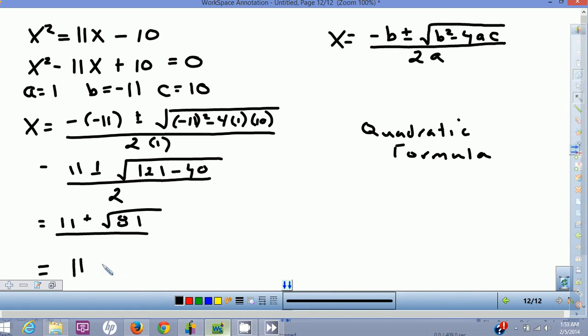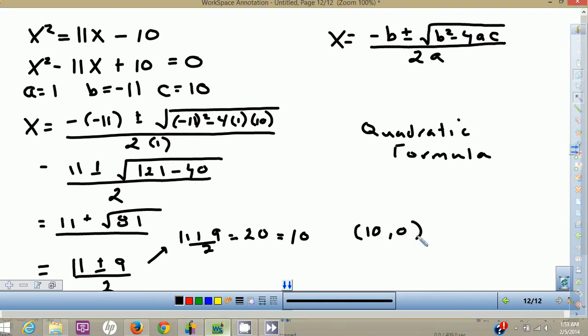Well, at that point, you've got two different possibilities. Either we have 11 plus 9 over 2, which is 20 over 2, or 10, which gives us an x-intercept of 10, 0, or we have 11 minus 9 over 2, which gives us 2 over 2, or 1. So we have an x-intercept of 1, 0.